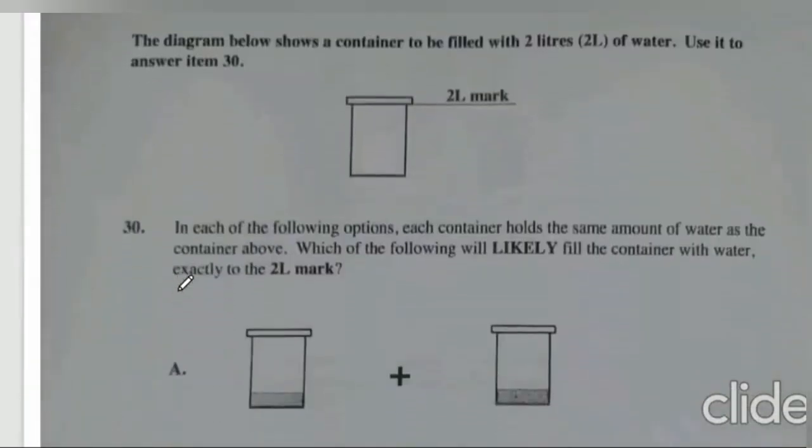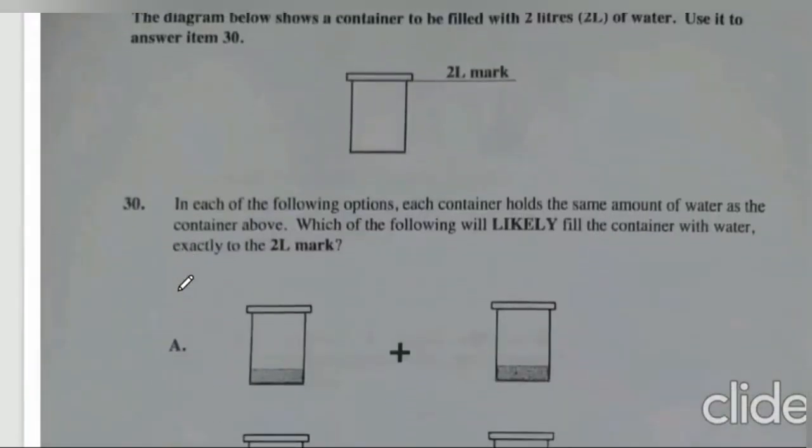Okay. Let's move up to this question. The diagram below shows a container to be filled with 2 liters of water. Use it to answer item 30. So this is the container that is shown below, and this is the 2-liter mark.